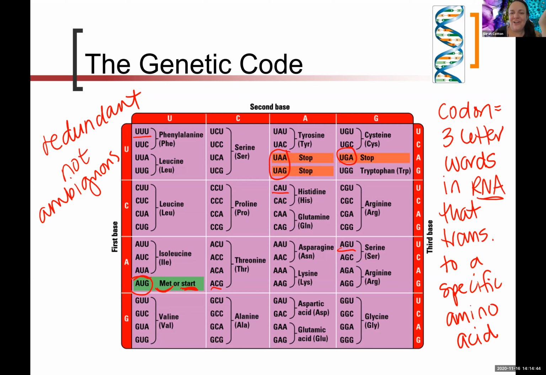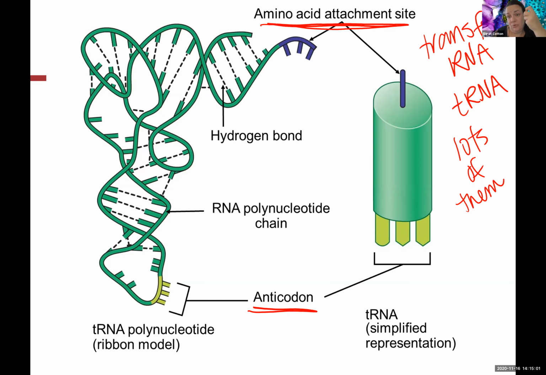So codons are a 3-letter word in the RNA that translates to a specific amino acid. Now tRNA. The tRNA, the transfer RNA, is the molecule that actually does this. One end is where those specific amino acids attach. So the amino acid hangs out on this end. The other end is something called an anticodon.